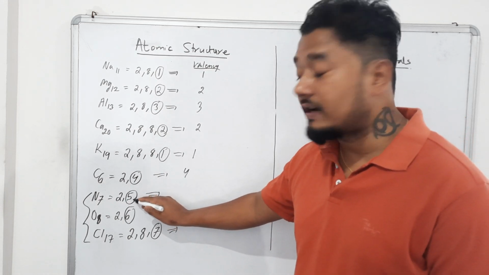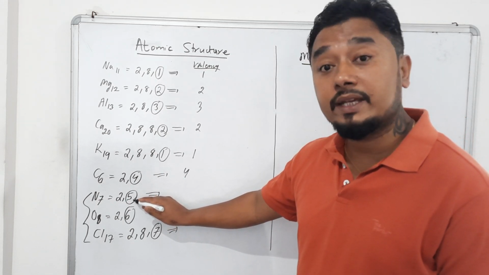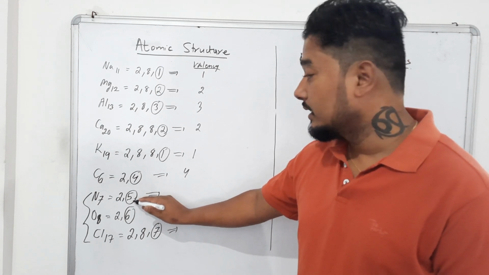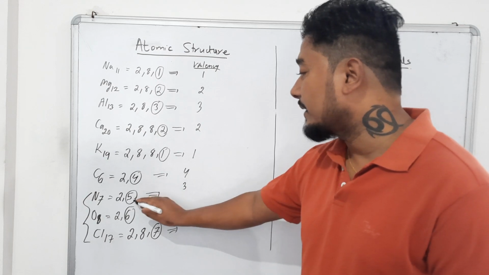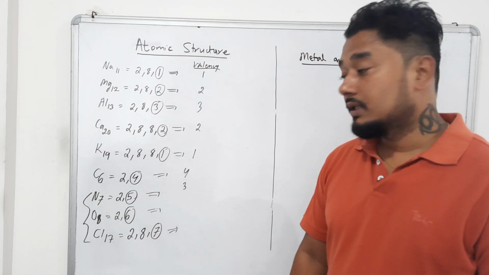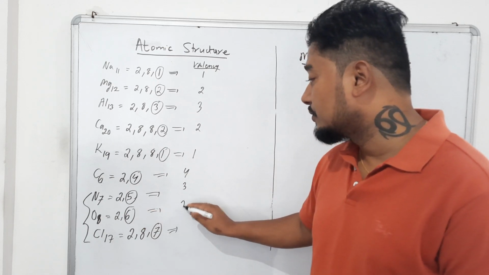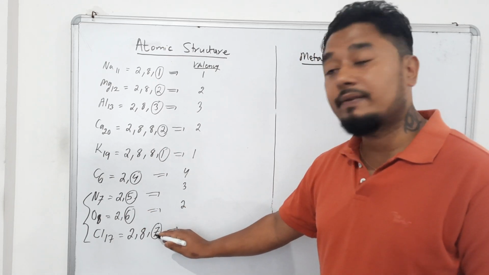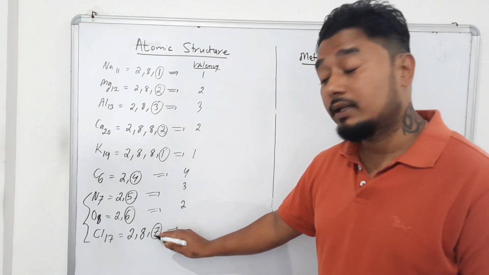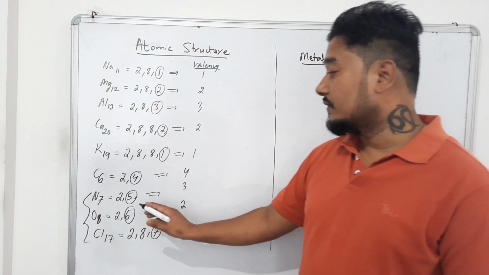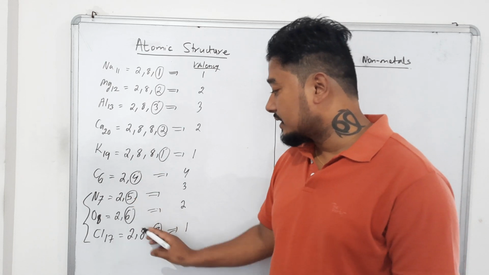Now already here is 5. By adding how much can you make it 8? 5 plus how much is 8? 3. So the valency will be 3, because 5 plus 3 is 8. 6, by adding how much can it become 8? 2. So 6 plus 2 is 8. 7, by adding how much can you make it 8? 1. So 7 plus 1 is 8. So this is how we get the valency for the elements which have either 5, 6 or 7 electrons in the outermost shell.